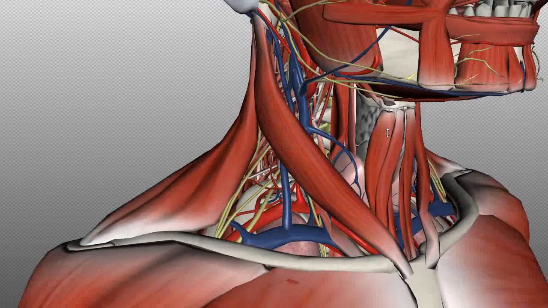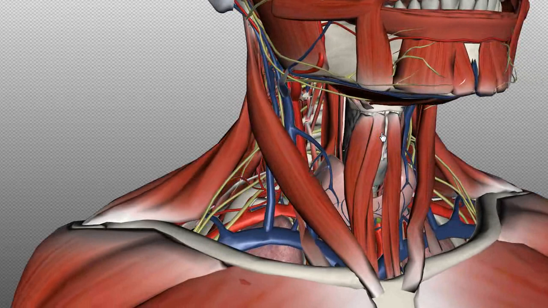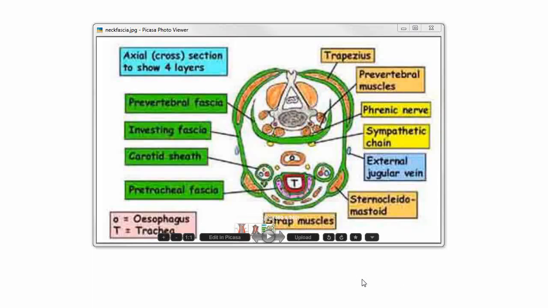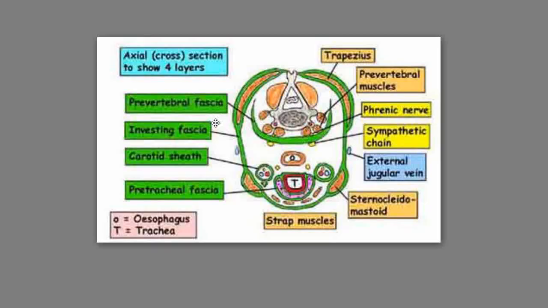And then you've got the deep fascia, which there are several different layers. You've got the investing layer, you've got the carotid sheath, the pretracheal fascia, and the prevertebral fascia. So I'll just quickly show you a diagram to explain that. So I've got this diagram here. Sorry about the resolution, but it does explain the fascial compartment. So we're looking at a cross-section of the neck. So this is anterior and this is posterior.